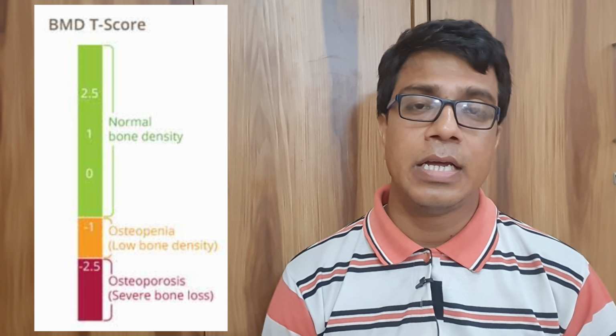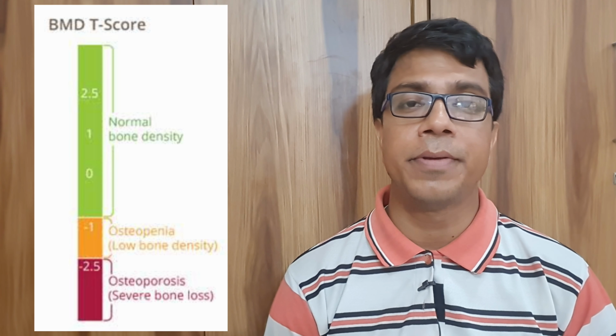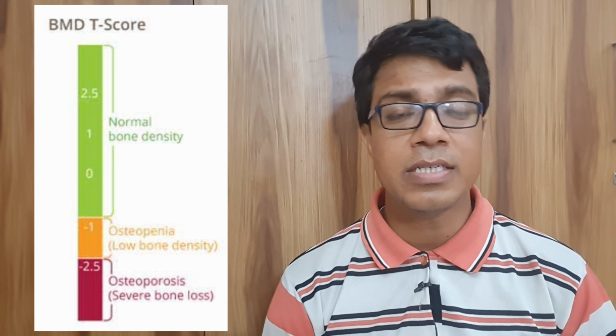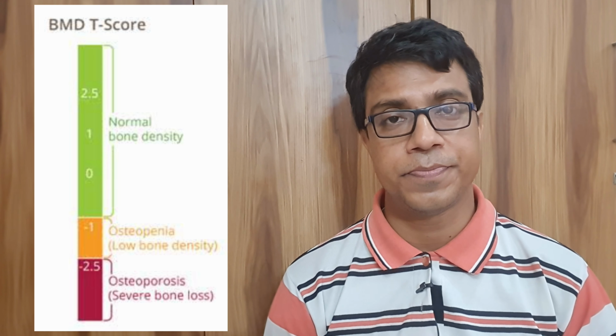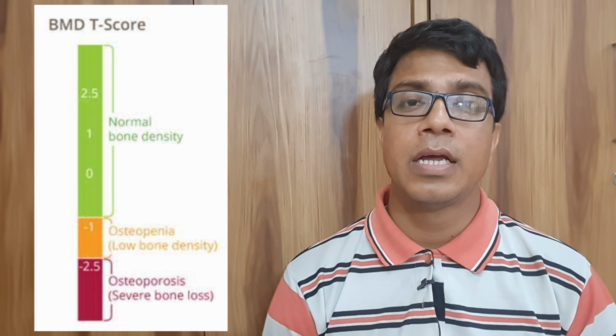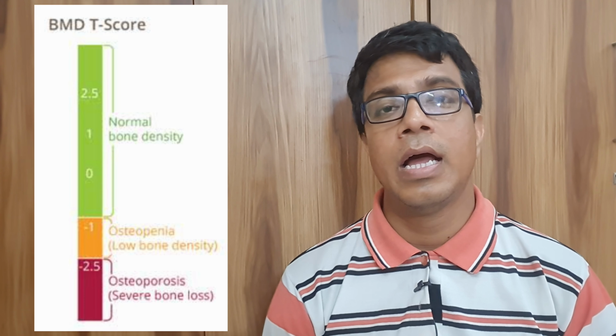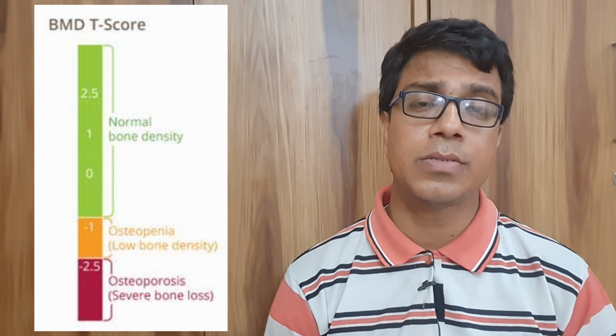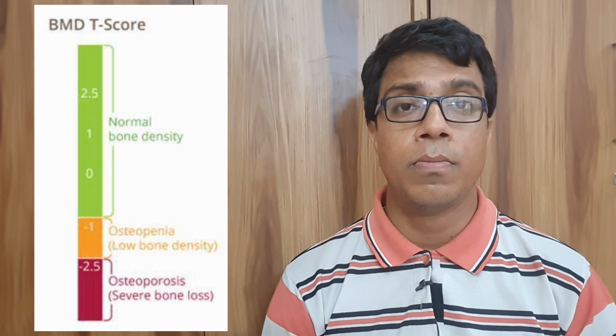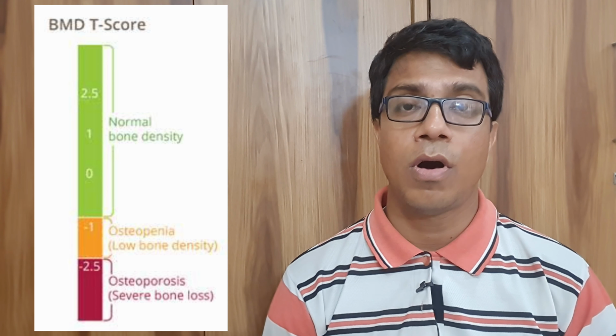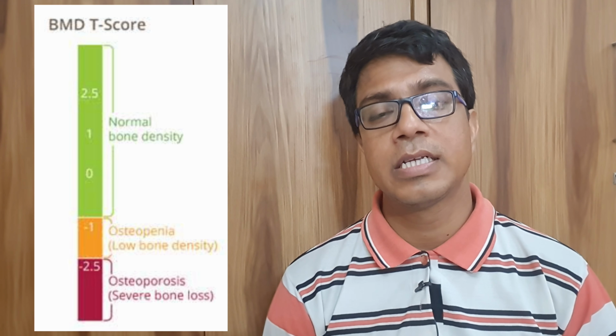If the bone mineral density, BMD, in DEXA scan appears from -1 standard deviation to -2.5 standard deviation, that means the person is suffering from osteopenia. That is grade 1. And if the person's bone mineral density is less than -2.5 standard deviation of that normal population, then the person is suffering from osteoporosis. If there is an associated fracture, then it is even worse and we label it as osteoporosis with fracture.